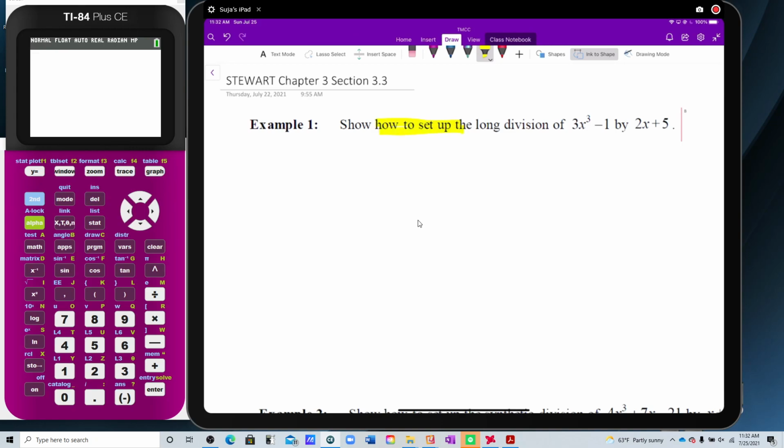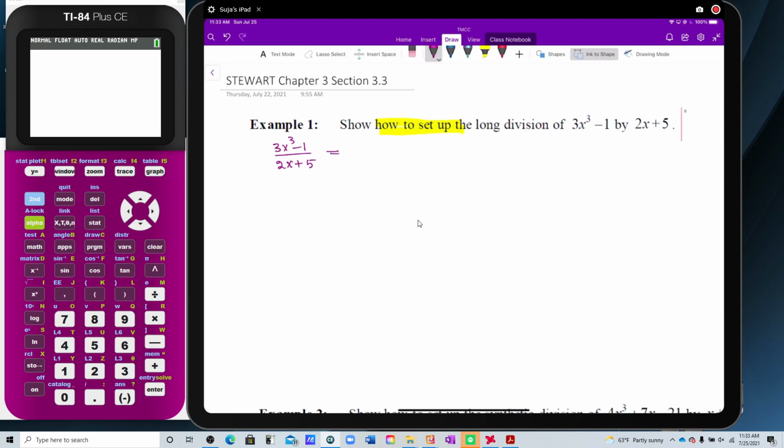And it's important to remember when you're doing long division or even synthetic division, you have to make sure there should not be any missing exponents. Like for example, in this problem, the question is to divide 3x cubed minus 1 over 2x plus 5. The numerator degree is 3 and the denominator degree is 1. Since the denominator degree is 1 and the next term is a constant, the denominator looks fine. But in the numerator, I have some missing exponents.